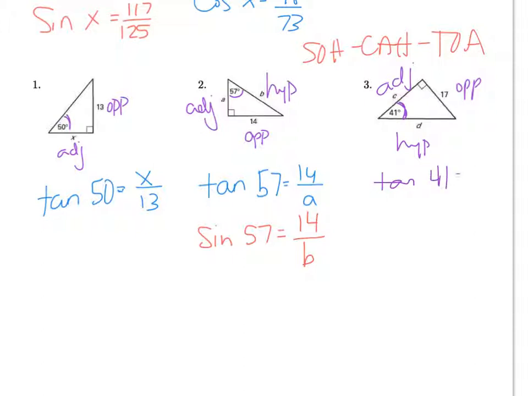So I'm going to say the tangent of 41 equals opposite 17 over C. And then I'm going to do the next one. I just used tangent. I'm not using cosine because I need an O, because I know O is 17. So I'm going to use sine. Sine of 41 degrees equals opposite over hypotenuse, which is D.